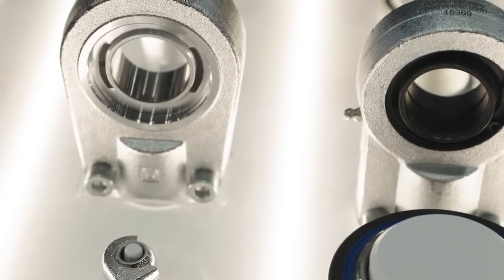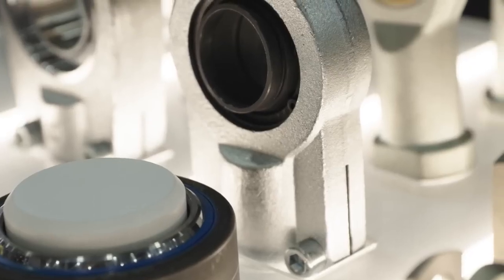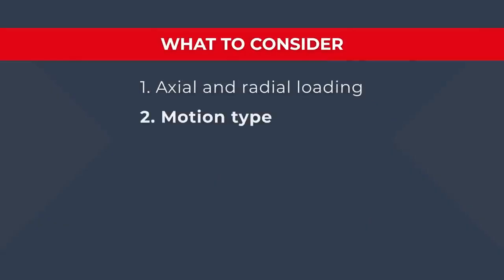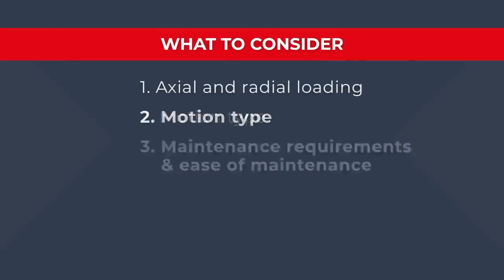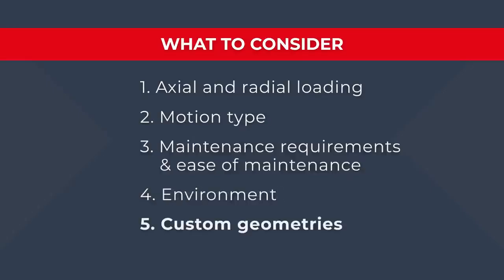Today we're going to give you a brief overview of the rod ends that Rollon offers and discuss how to select the best rod end for your application. Fred, Rollon offers a wide variety of rod ends, both standard and customized, that are used across many industries. What factors should be considered when selecting one? When selecting a rod end, we should consider these 5 points: axial and radial loading, motion type, static, rotational, or swiveling, and the speed, maintenance requirements and ease of maintenance, environment, and custom geometries.